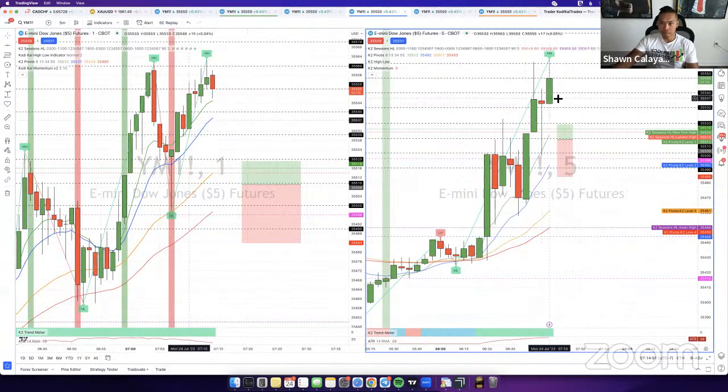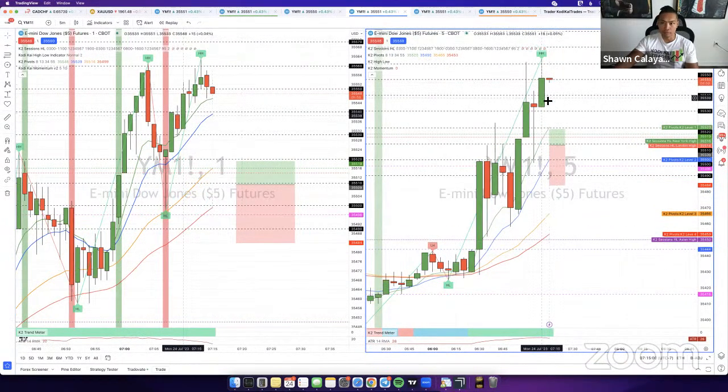Sorry, this 5 minutes about to close right here. So if we get a retracement, then okay, perfect. If we get a retracement right here, then we might have another opportunity for entry. It wouldn't really matter here on the 1 minute because we don't even have a buy signal. So we can't even take entry here if we wanted to.